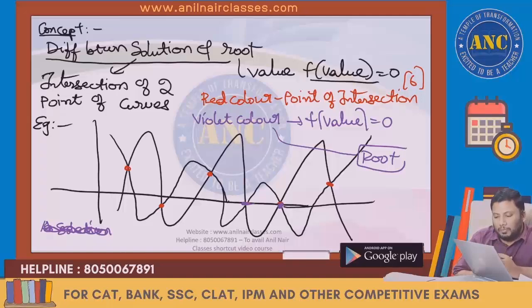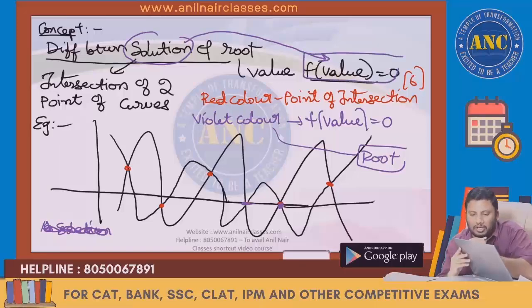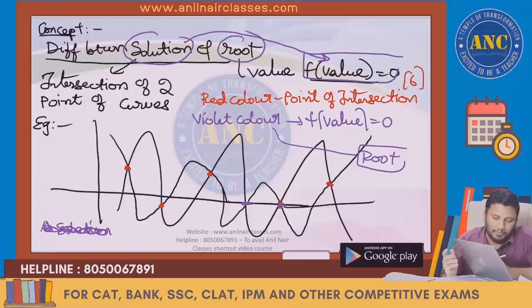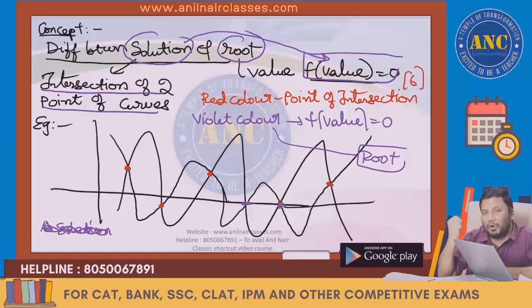There are multiple points of intersection. In that solution, anything that makes the right hand side equivalent to 0 is called a root. I hope you understood the difference between solution and a root. A solution is nothing but the point of intersection of two curves. You will get some points. The point which will make the right hand side equivalent to 0, that solution will become a root.